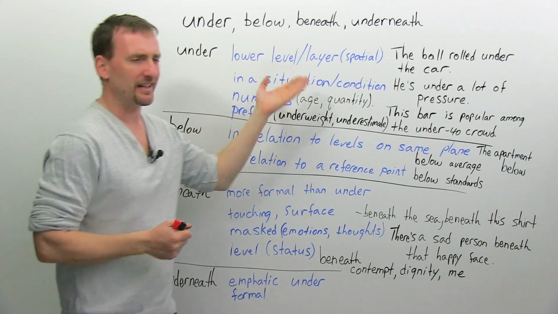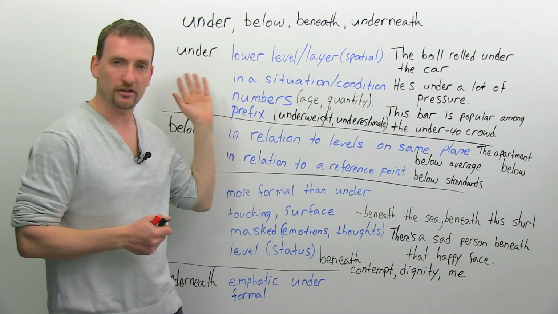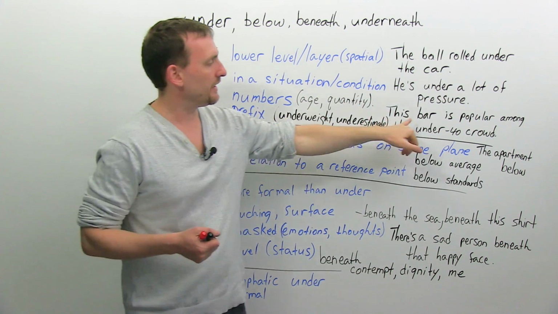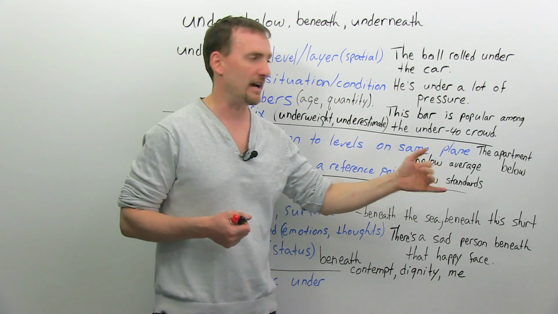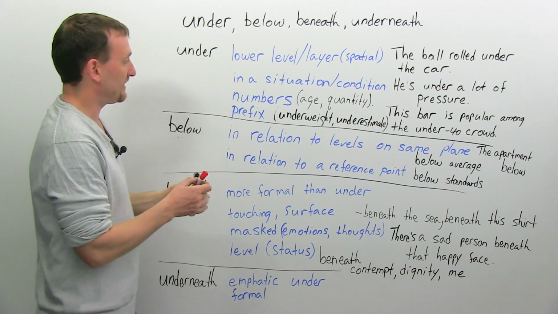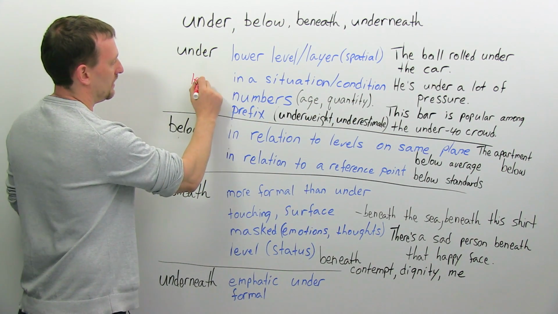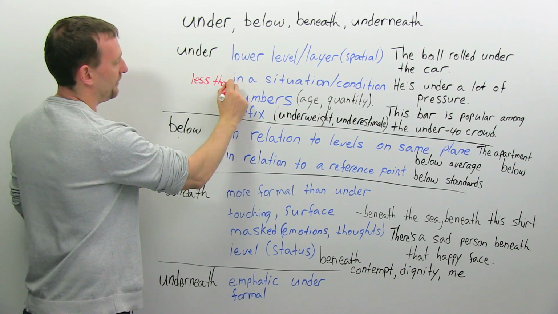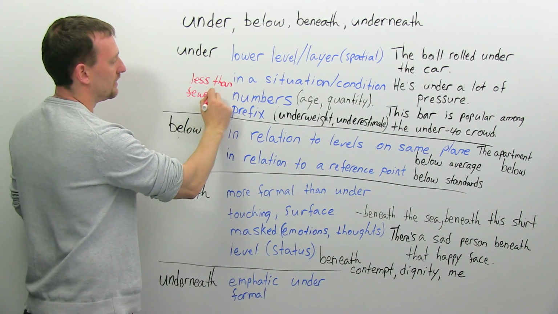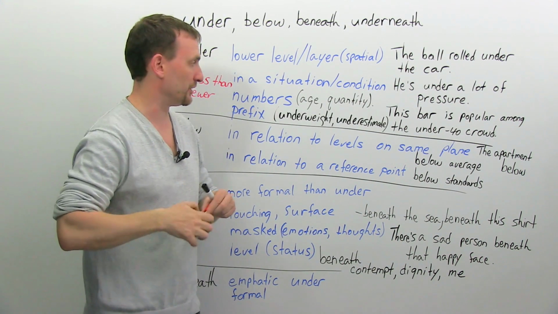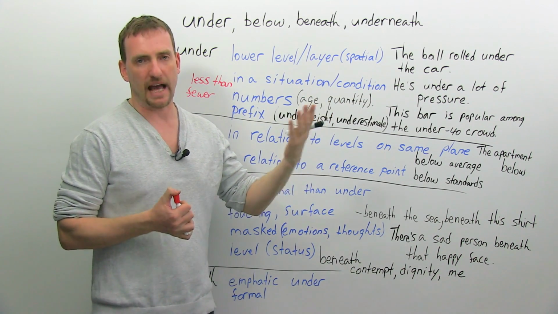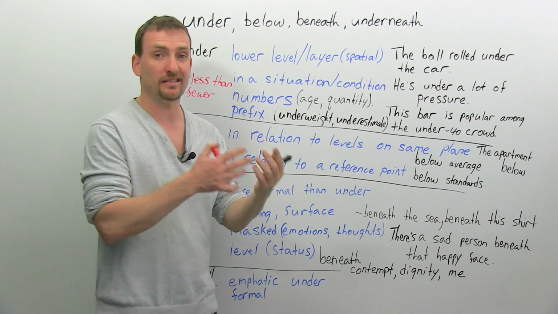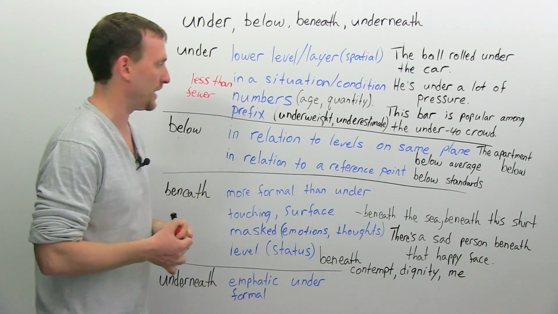Numbers. When we talk about age or quantity, we're going to use under, not the other prepositions. This bar is popular among the under 40 crowd. Basically, under means less than or fewer than, right? When we're talking about numbers. And in terms of quantity, under 20 people actually showed up to the party. It means less than, fewer than 20 people showed up.